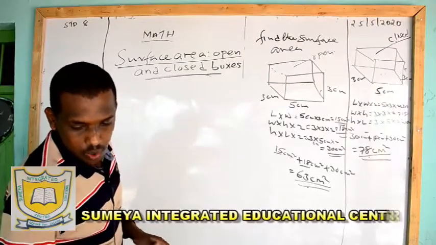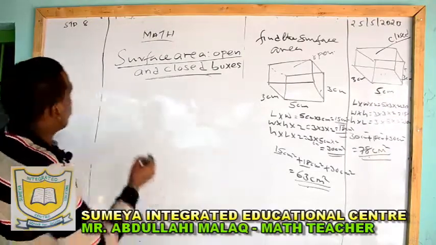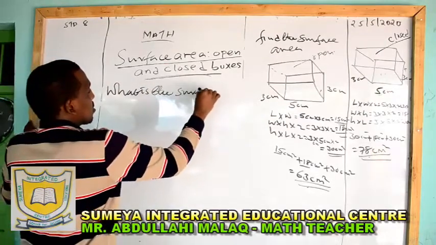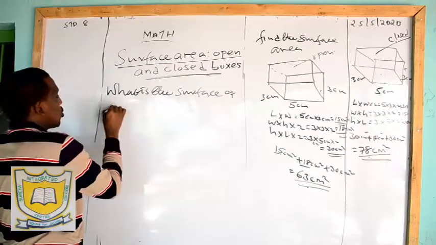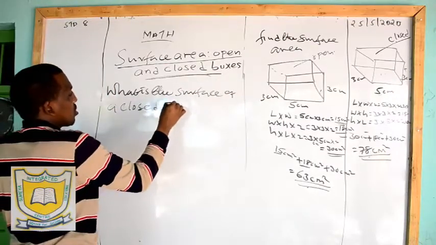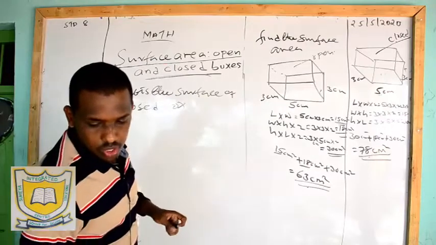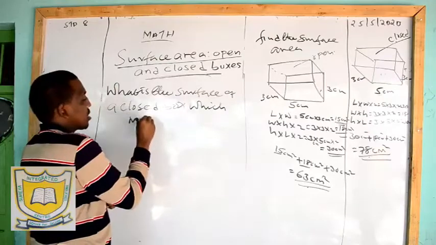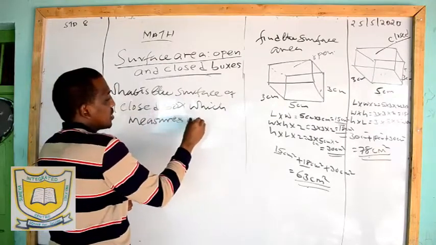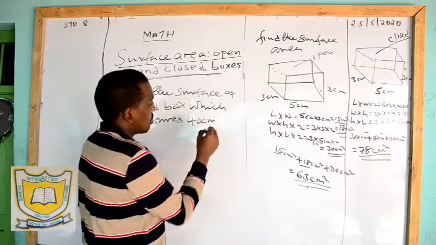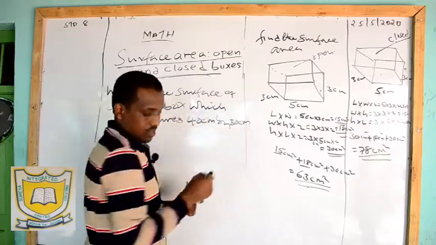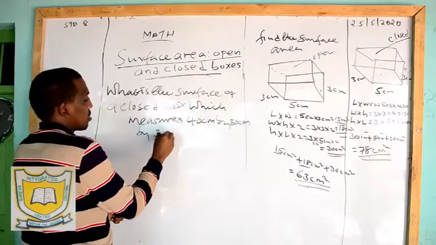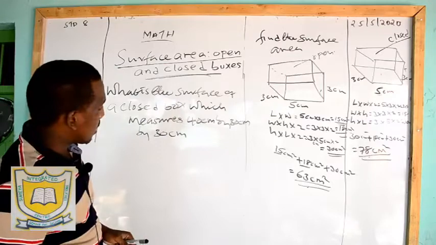There's also another one. They say, what is the surface area of a closed box which measures 40 centimeter by 30 centimeter by 30 centimeter?